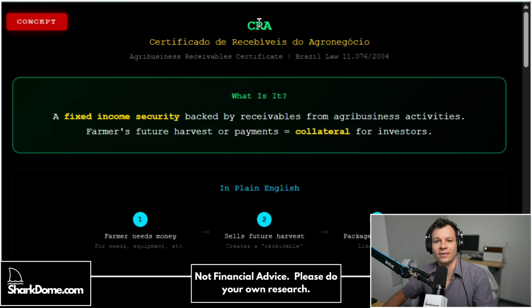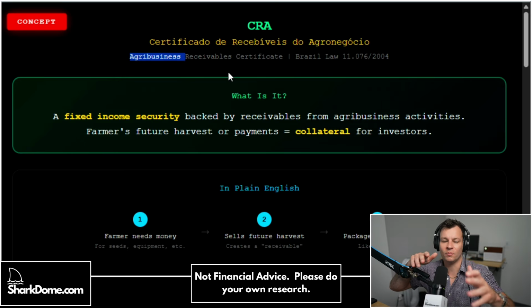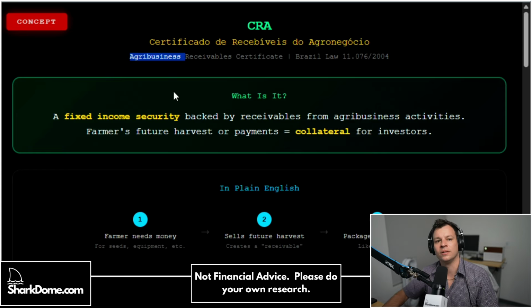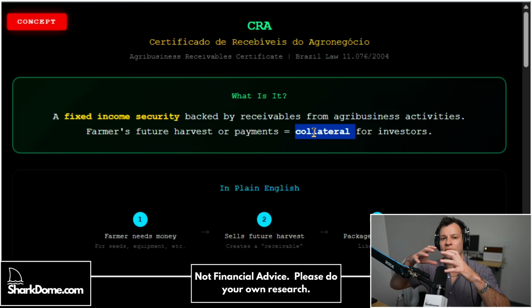So with CRA, just think of that as a fancy debt instrument. Think of that really as a person comes in and they say, I owe you agricultural farmland. And they bring it all together, bundle it, the lawyers look at it, and they created a debt instrument. So it's a fixed income security backed by receivables and agribusiness activities. So they looked at all the farmers and they said, hey, they're going to produce this much harvest. They bundle it all together in this contract called the CRA, and they give it to investors.